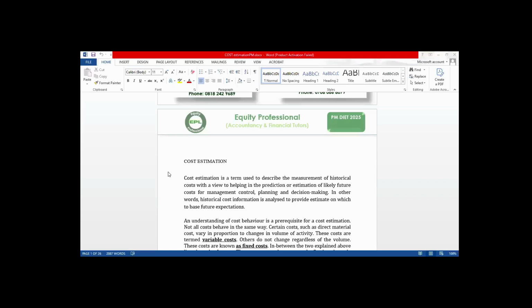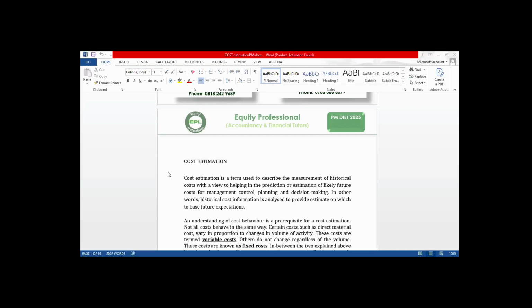Budgeting is used for decision making. We require cost estimation for decision making. Budgeting is used for cost control. Cost estimation will help us to control and manage our costs. We explained this at our last class.